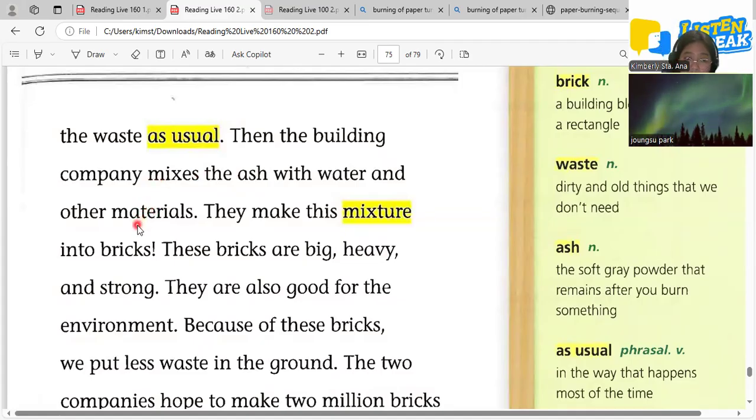Hello? Yes, Jimin, how can they make a brick? How can they make a brick, Jimin? Hello? What do they do to the ash? Louder, please. I can't hear you. One more time.